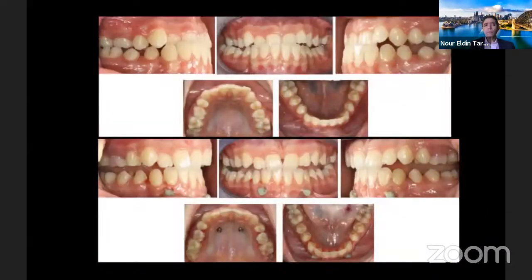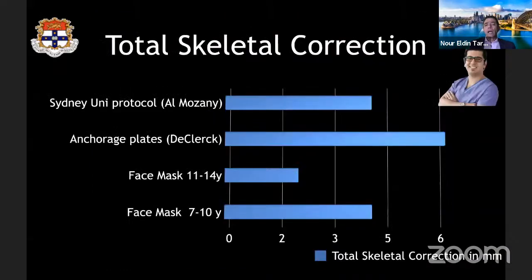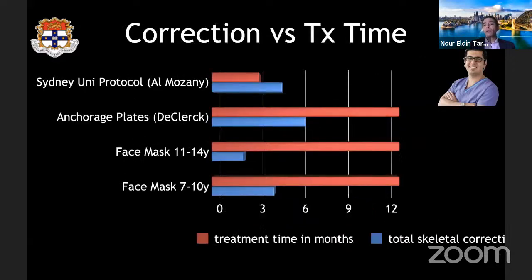So here's one of the young ladies from the study, and you can see that the profile has significantly improved. If we compare this to what other studies have shown, we'll see that in the Sydney study, the skeletal effects were still not as good as what you would see with, for example, the de Klerk protocol with the BAMP method. But it's definitely better than using a two-spawn face mask. But when we look at the treatment time, the response, most likely because of the ultramic, was significantly faster when we looked at the protocol used in this study.